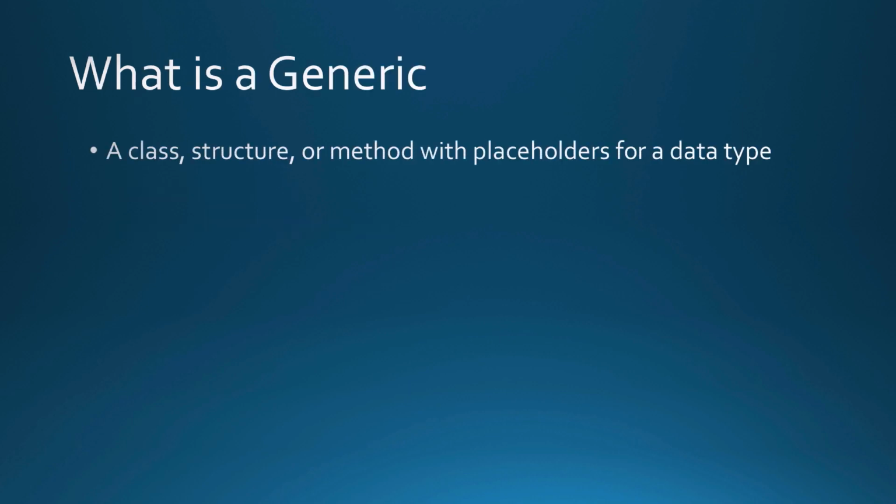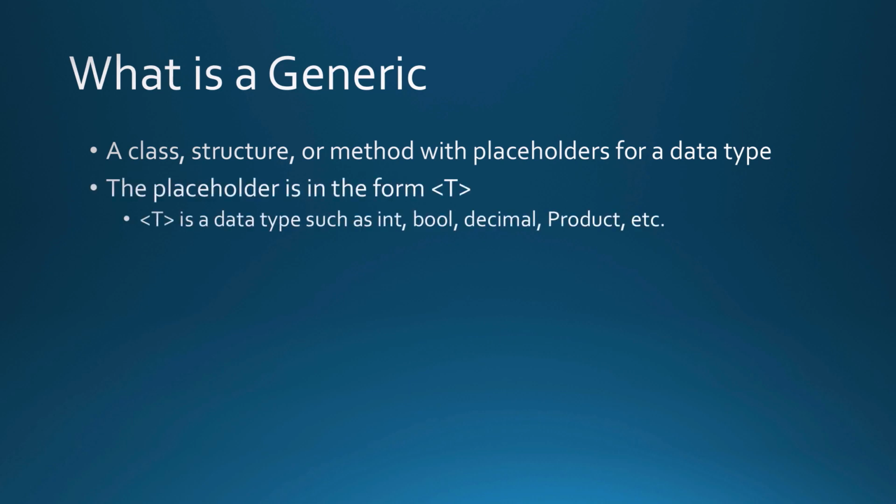A generic is a class, a structure, or a method with placeholders for a data type. The placeholder is in the form less than sign T greater than sign, where T is the data type that it's expecting, such as an int, a bool, a decimal, a product. In fact, we saw that in the File.System args that we did in the last lesson.